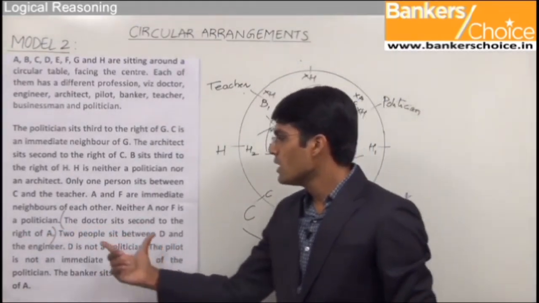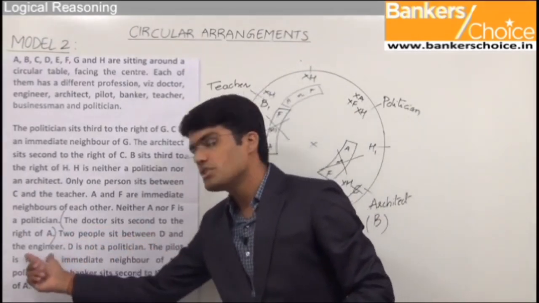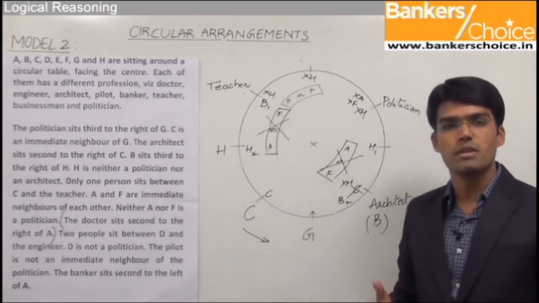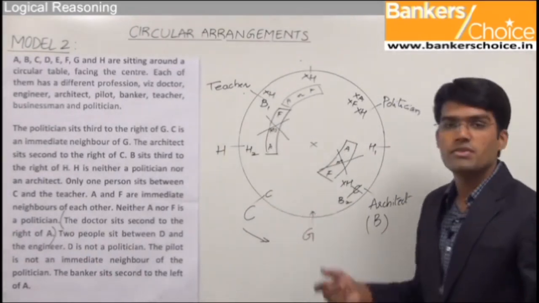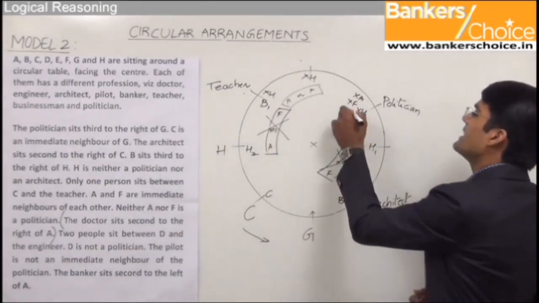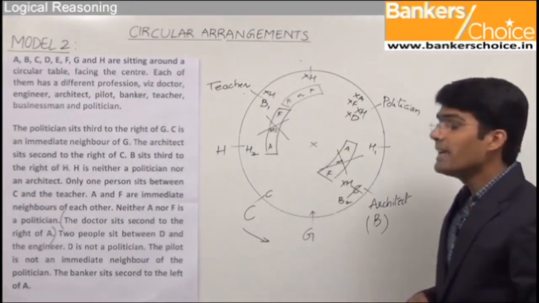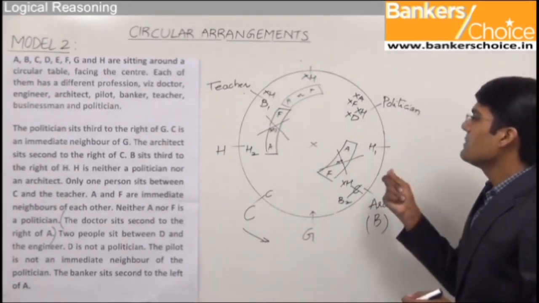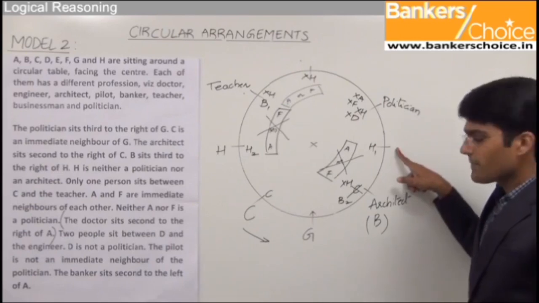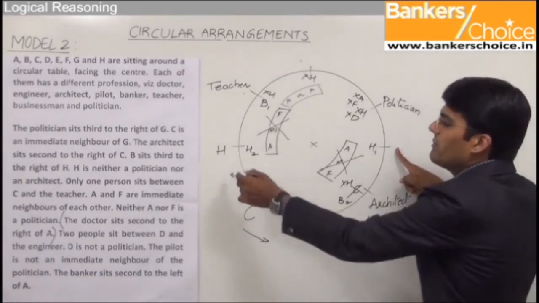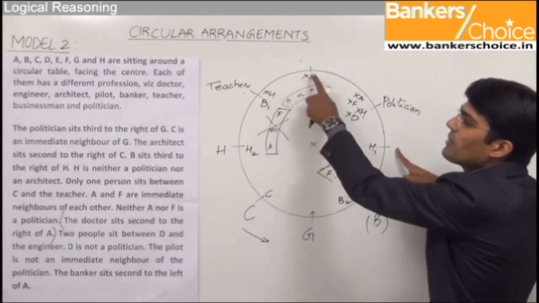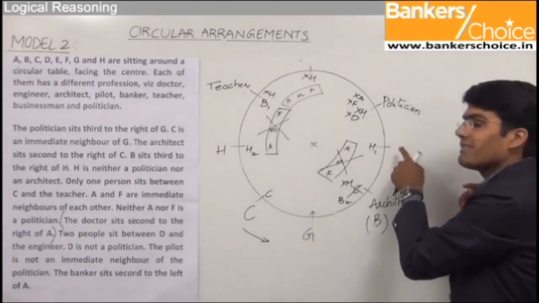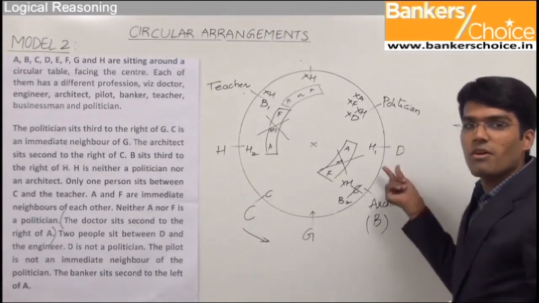The next statement here is two people sit between D and the engineer, and D is not a politician. So very clearly we know that there should be two people in between D and engineer, and D is not a politician. So again we can say that this position cannot be occupied by D, as D is not a politician. Now if you observe, the only possible position for D should be this place, as these positions have already been fixed, and we know that these two places should be occupied by A or F. And since D cannot come here, the only possibility for D is this position. So we can now fix the position of D.